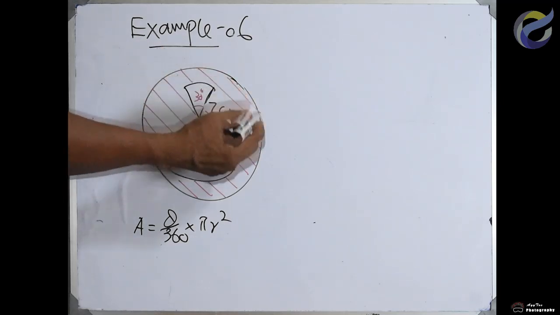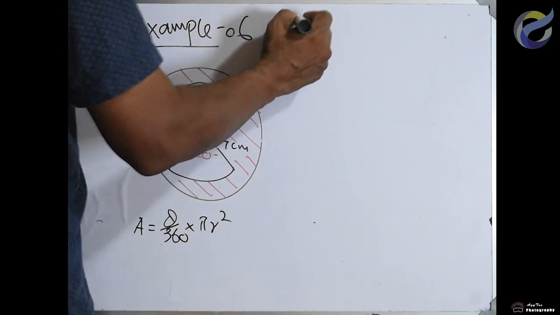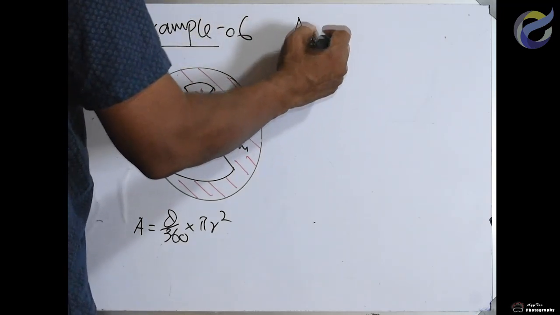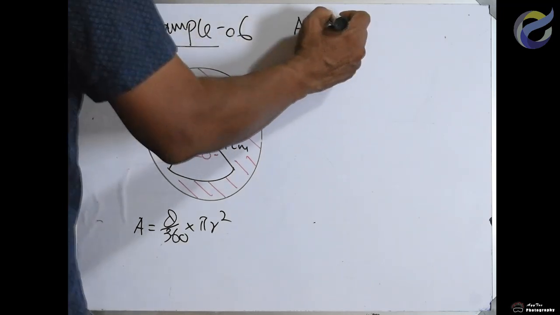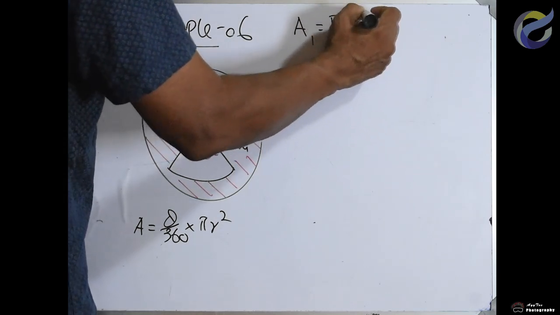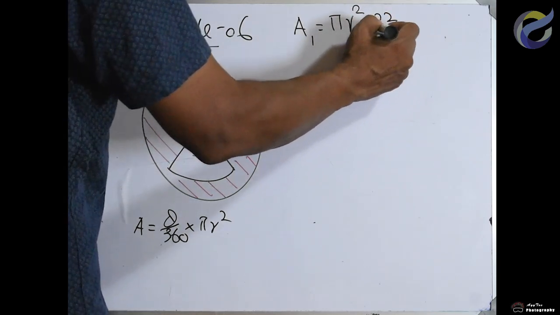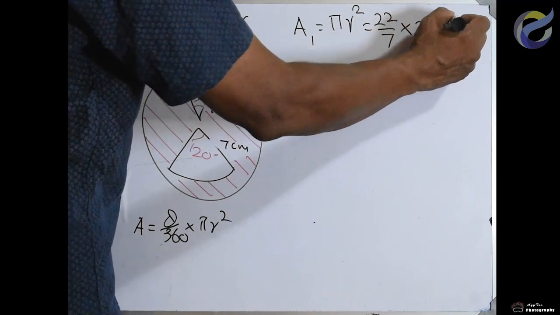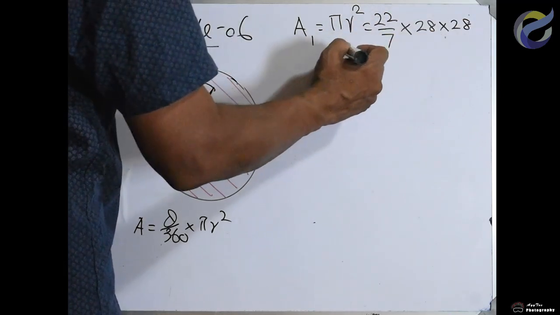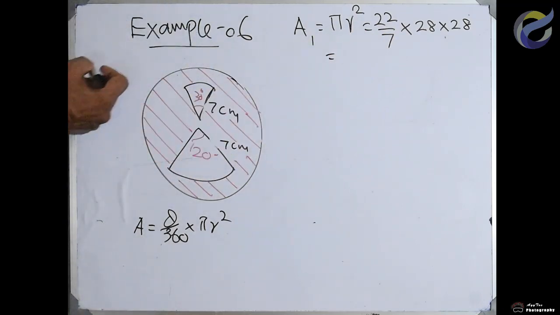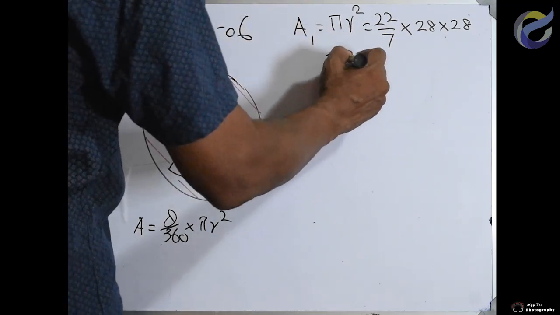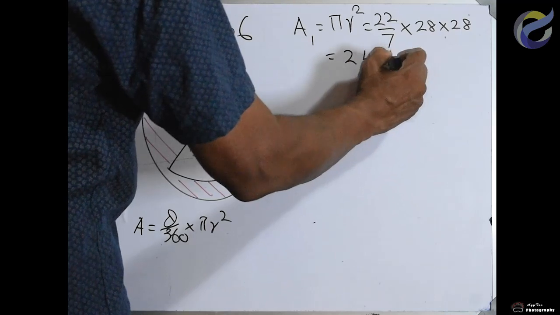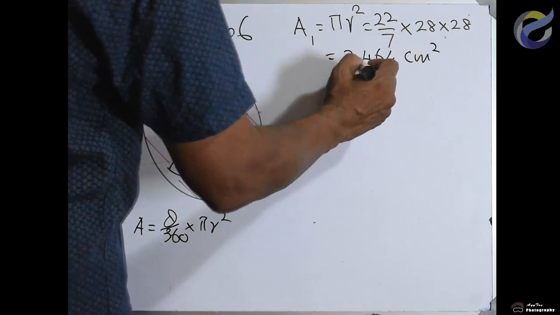First step, we have to find the area of the circle, say A1. Then pi r square, that is 22 upon 7 into 28 into 28. So if we simplify this one, your answer will be 2464 centimeter square.